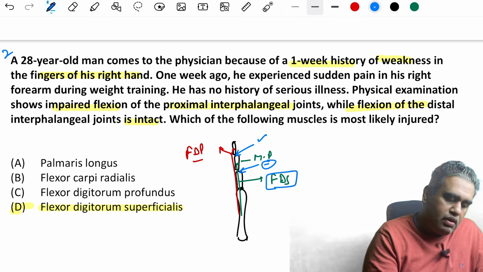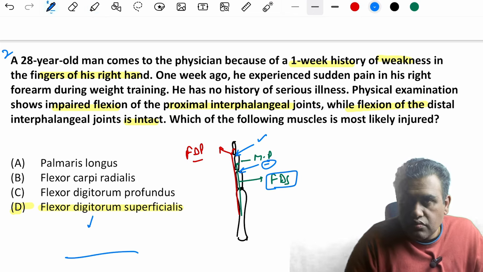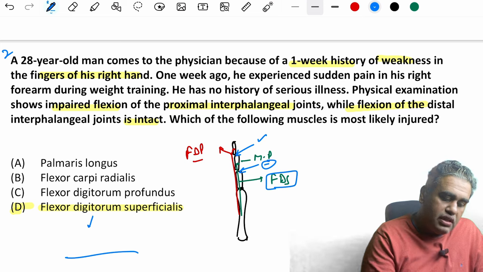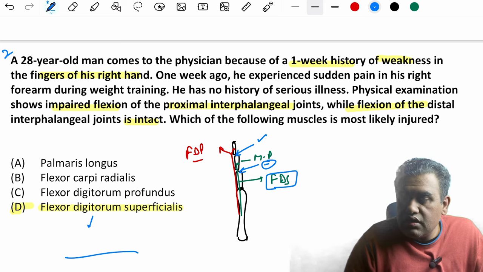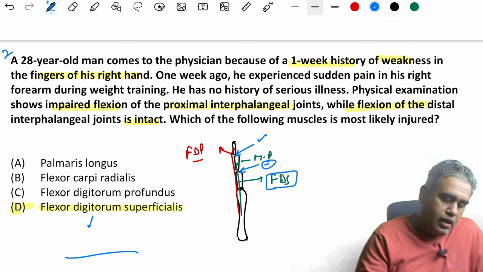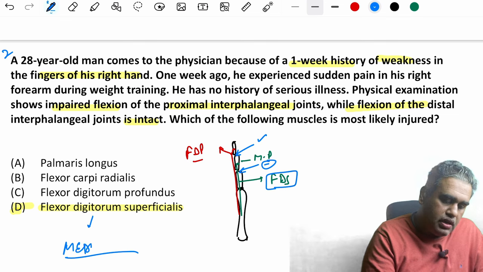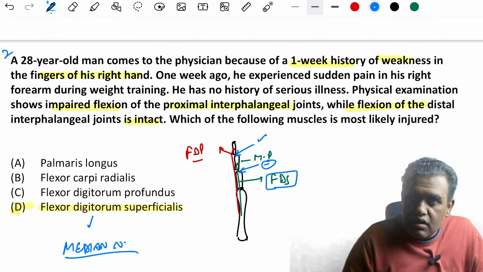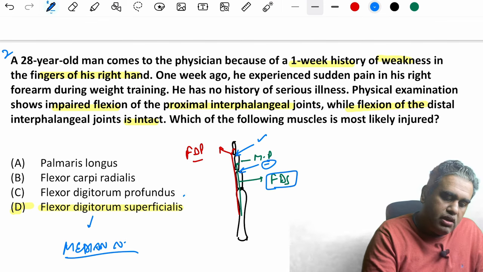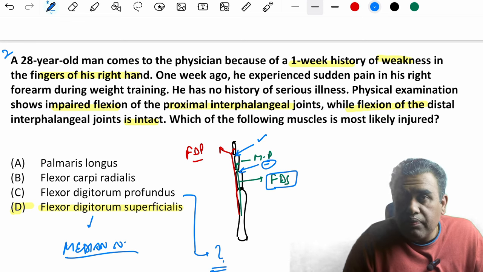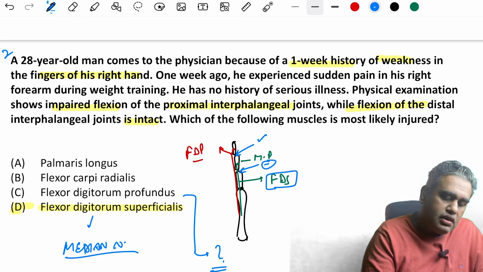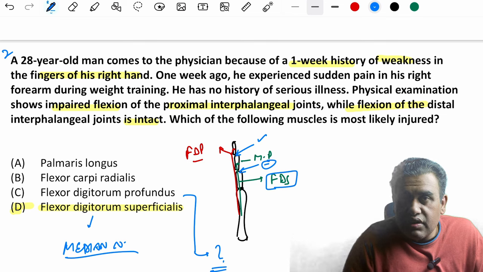Now, tell me what is the nerve supply of it. Think. The FDS is one of the muscles in the front of the forearm, or flexor compartment of the forearm, and its nerve supply comes from the median nerve. Now think and tell me, what is the nerve supply of FDP? What is the nerve supply of FDP? Answer in the comment box if possible. Let me give you a hint, it is a hybrid muscle. I can tell you this much, it is a hybrid muscle. Our answer is FDS.